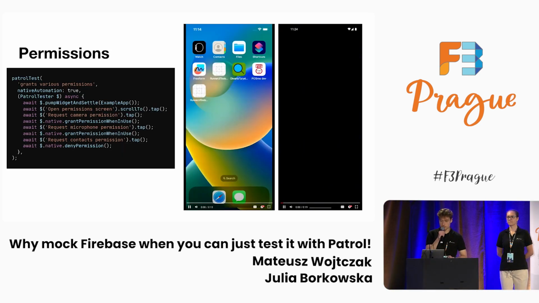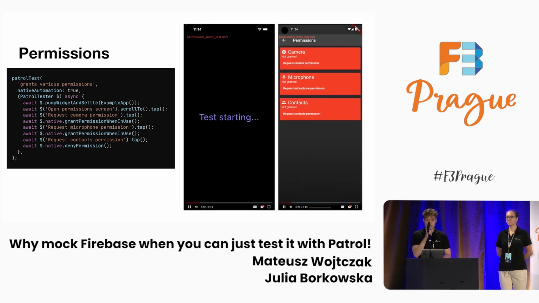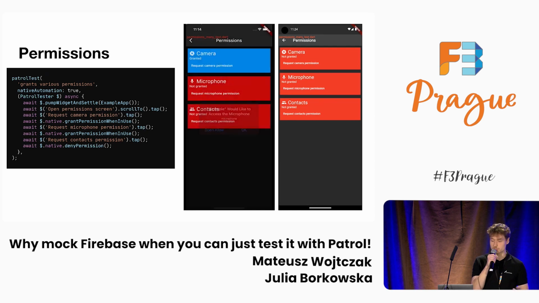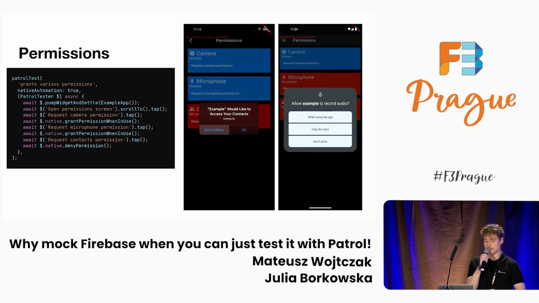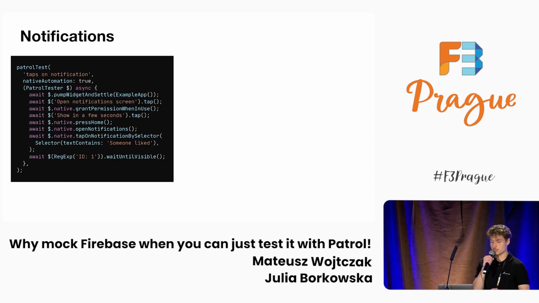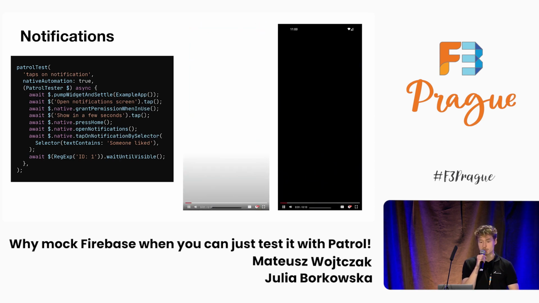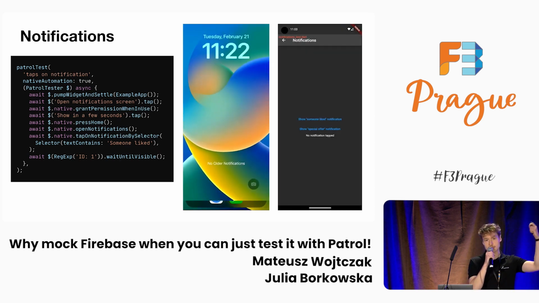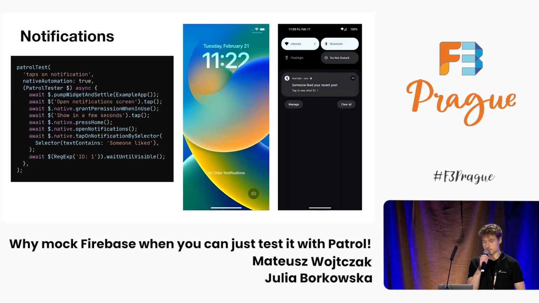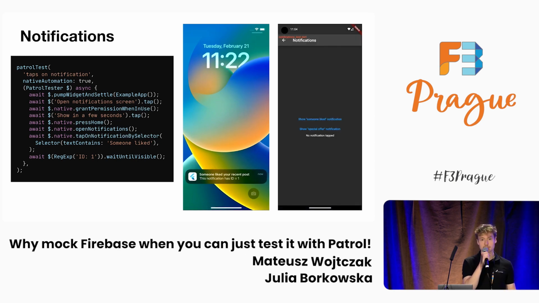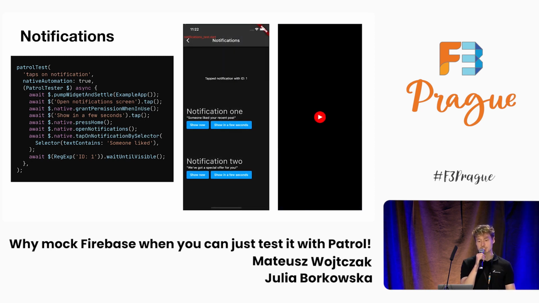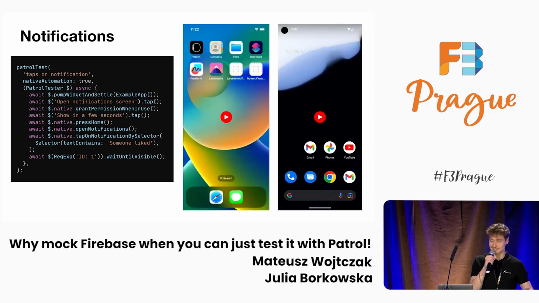So let's go through the features quickly. The first one is permissions. As you can see, you have some convenience methods, grant permission when in use, grant permission only once, and stuff like that, deny permission. Also with notifications, you can go with press home and open notifications so that it opens the drawer on both systems. And you can use tap on notification by selector. And for example, here we find a notification that contains someone liked text.